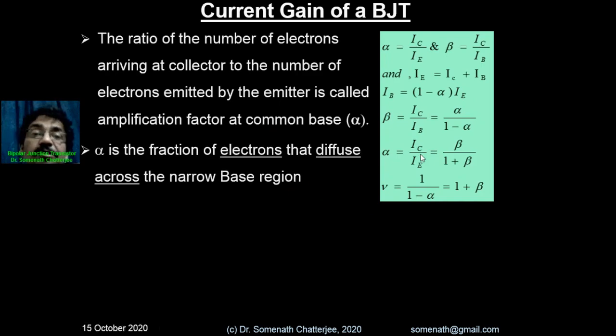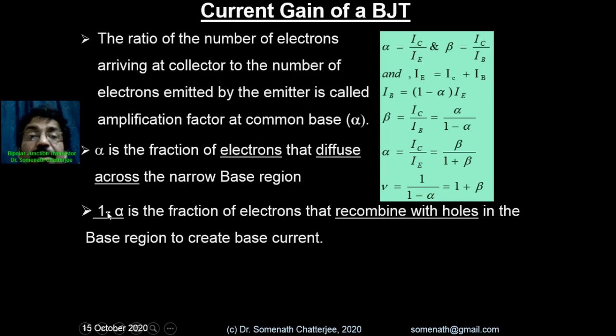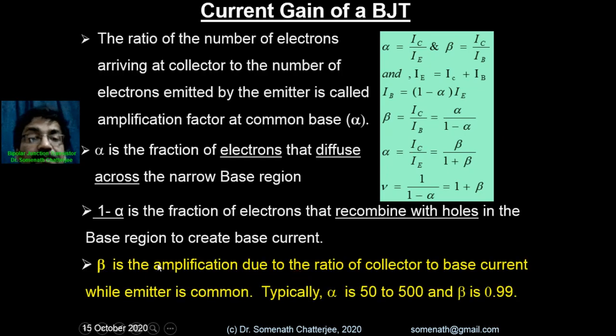Alpha is the fraction of electrons that diffuse across the narrow base region. 1 minus alpha is the fraction of electrons that recombine with holes in the base region to create the base current, because you know that the maximum will be 1. So the beta value, the common emitter current gain, is basically 50 to 500.